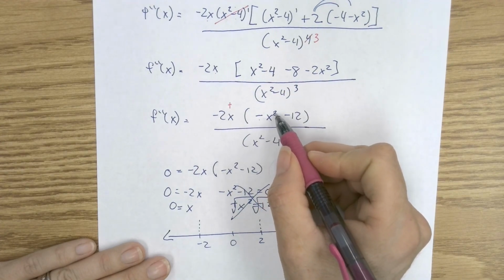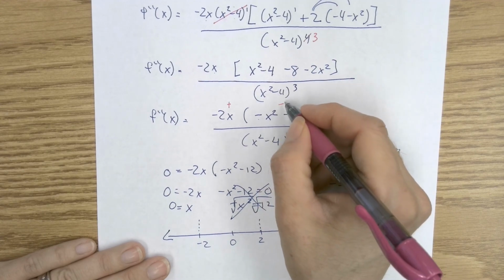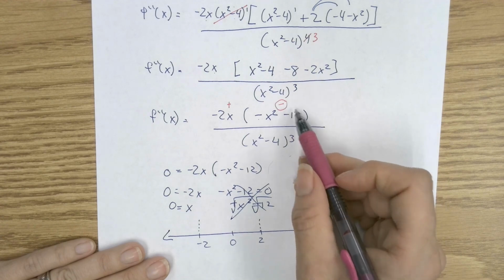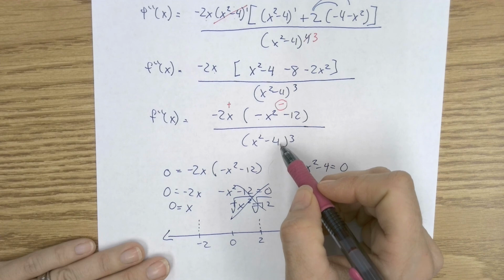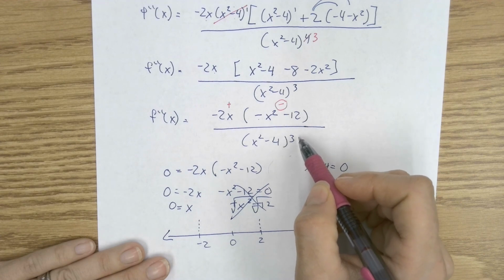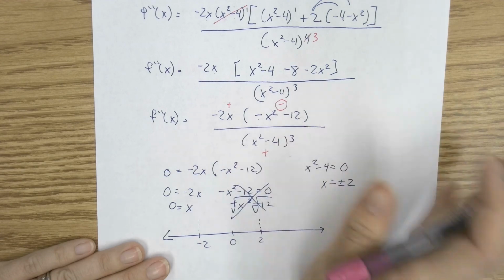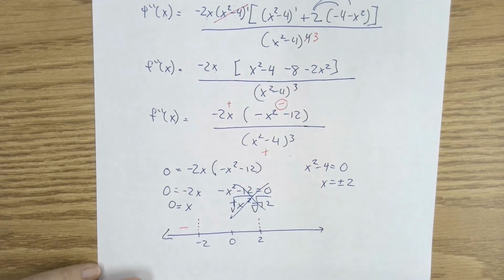Any number squared times a negative is a negative. Minus 12 is going to be a negative all the time. I like to circle it when it's never going to change behavior. Negative 3 squared is 9. Minus 4 is positive. Cubed is positive. So we have a positive times a negative over a positive, which is a negative.